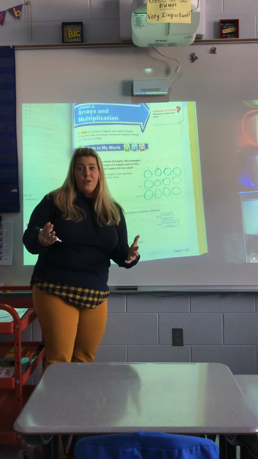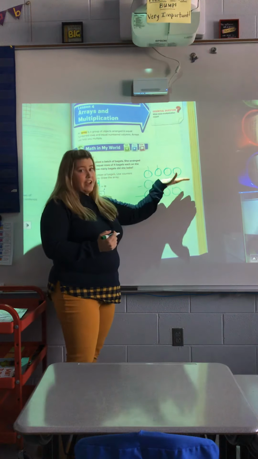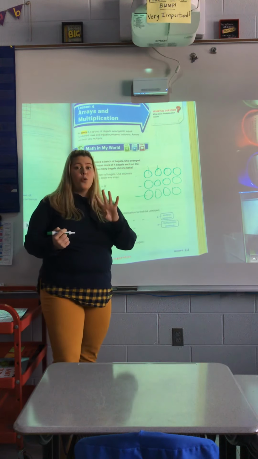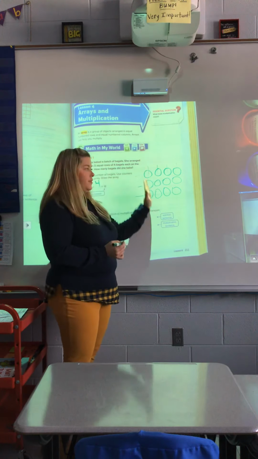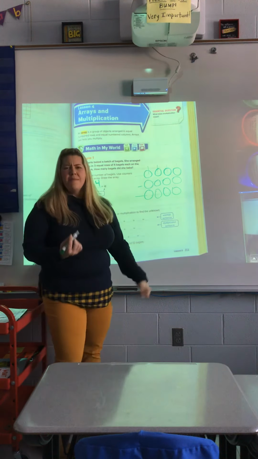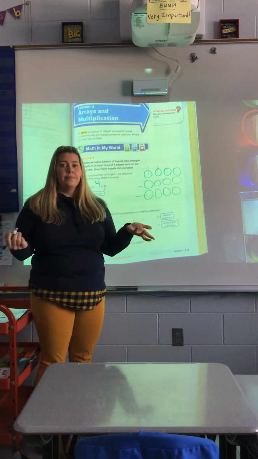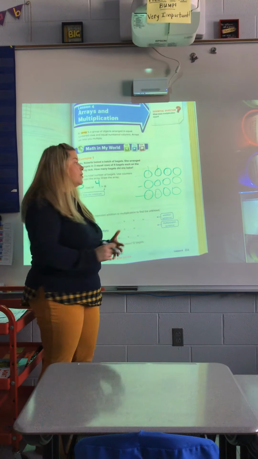Remember I said it's important to know rows? 3 equal rows. So that means I had to have my rows going this way. 4 in each row. That's a column. So 4 going that way. Okay? So how am I going to use this to figure out the answer to that problem? What can I do? Oh, I can count the bagels.